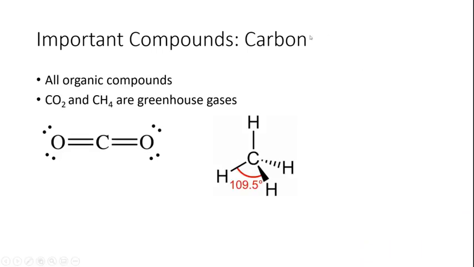Next, we'll be talking about carbon. Carbon is present in all organic compounds. Hence, it's incredibly important as it's necessary for life. Also, carbon is found in carbon dioxide and methane. These two are greenhouse gases. Due to human activity, the levels of these gases in the atmosphere have risen drastically. Hence, they tend to trap more heat and have raised the temperature of the Earth in recent years.